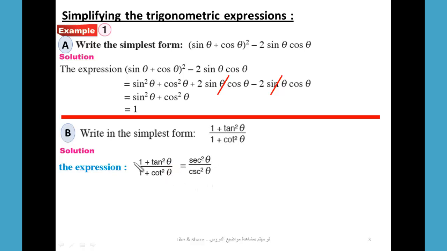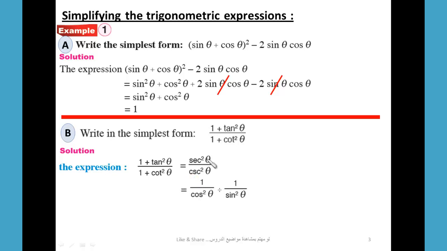As you know, 1 plus tan square theta equals sec square theta, and 1 plus cotan square theta equals cosec square theta. You have to memorize these rules and how you deduce them from the Pythagorean rule. You know, the Pythagorean rule is sine square plus cosine square equals 1, and you can deduce that 1 plus tan square equals sec square, and 1 plus cotan square equals cosec square.